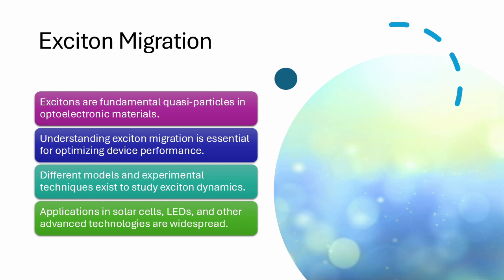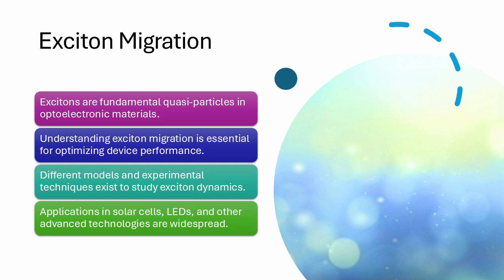But why is their movement, this migration, so important? What's the big deal? Well, their movement is crucial for many applications. Think of a solar cell. For it to generate electricity, excitons need to reach the interface between two materials. If they don't make it in time, their energy just dissipates as heat. It's a missed opportunity to create power. So it's a race against time for these little energy carriers.